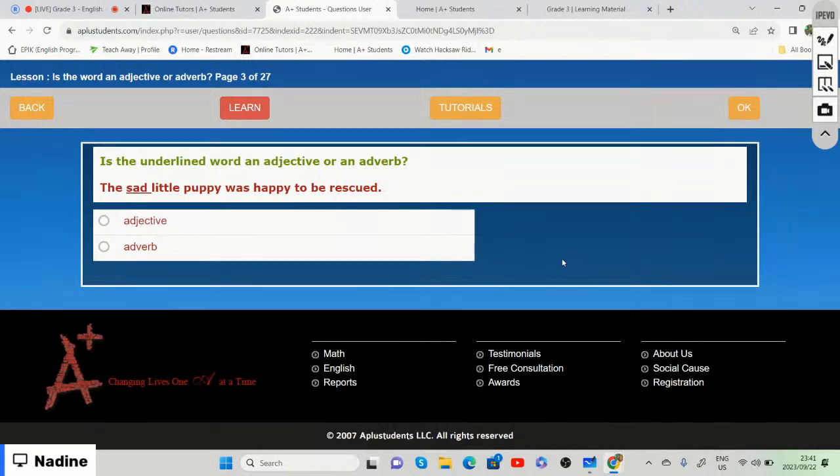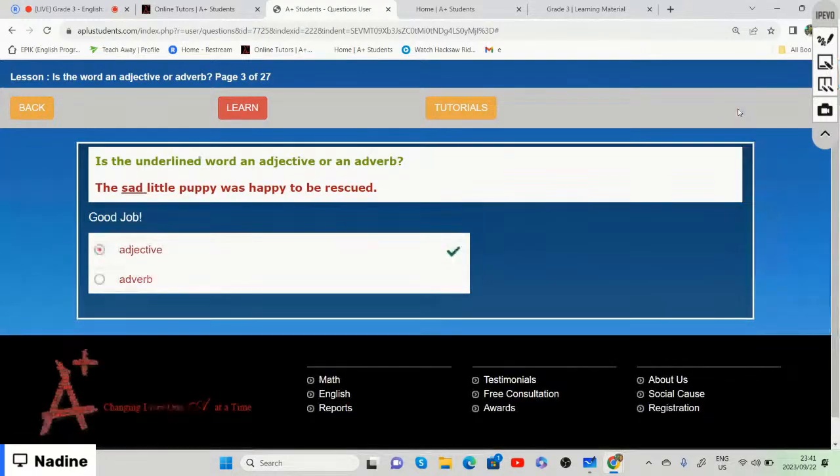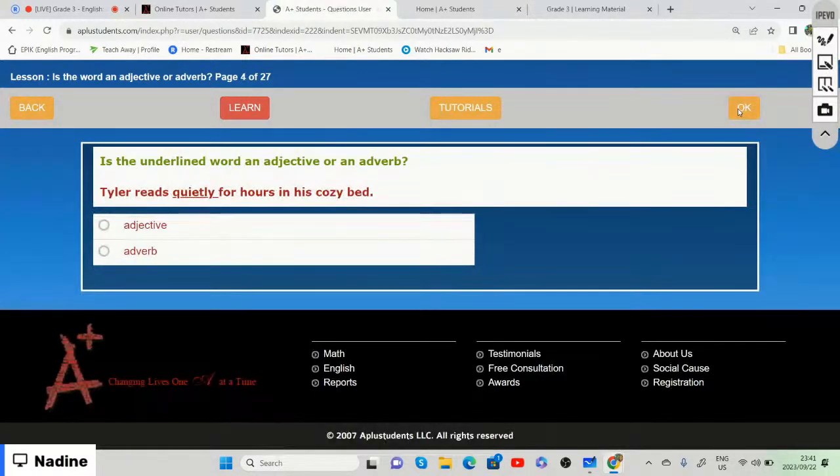So basically, the sad little puppy was happy to be rescued. It is an adjective and it tells us what kind of puppy it is. It is a sad little puppy.